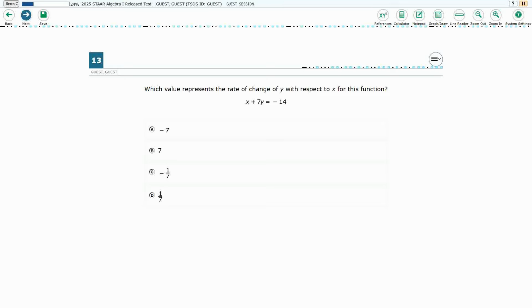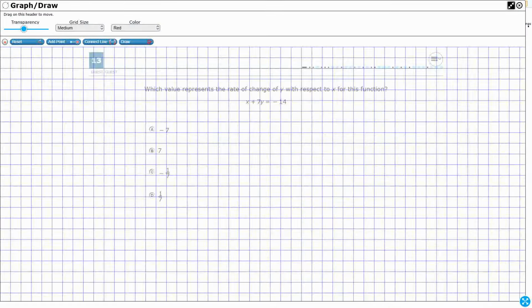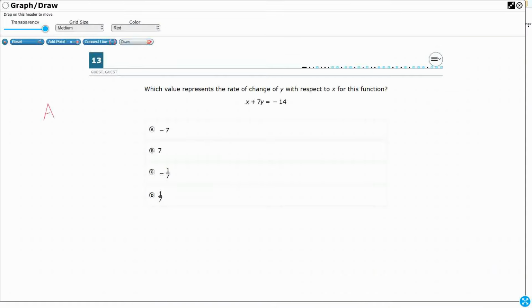Next, number 13, we are looking at rate of change. And this is A.3b. It seems like it's pretty simple because there's not a lot of words, but this actually was one of the harder items on the test. So which value represents the rate of change of y with respect to x for this function? Now, if you don't know what this means, that's going to be a little bit strange. Like, what do you mean y with respect to x?